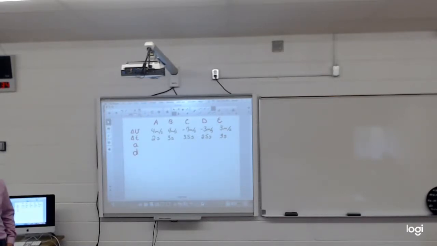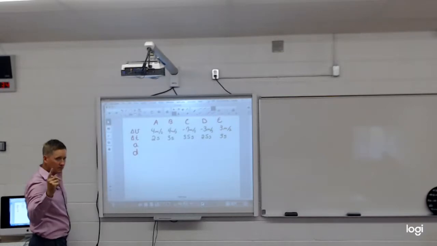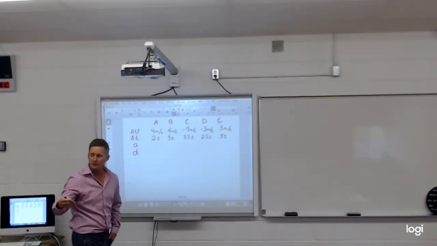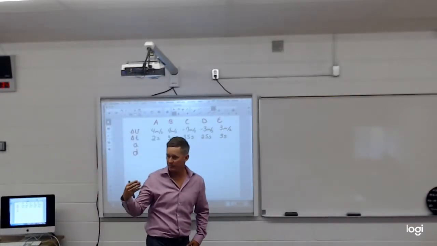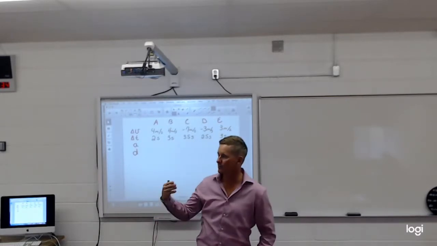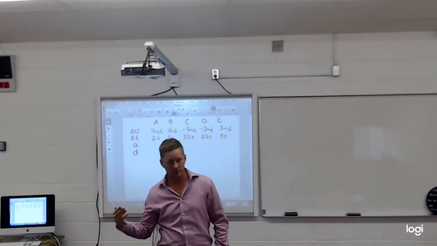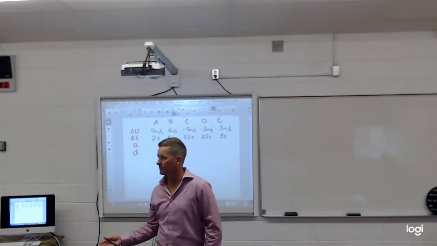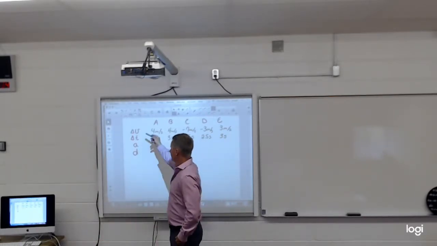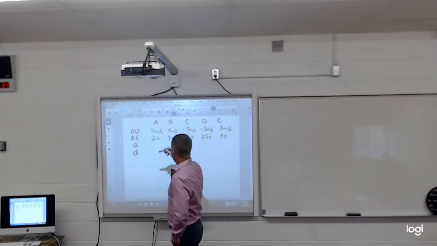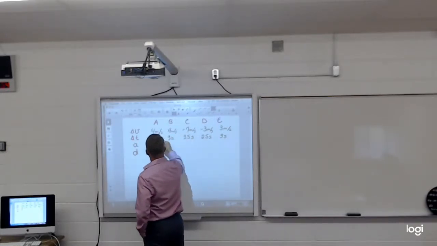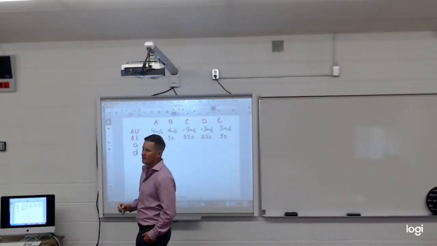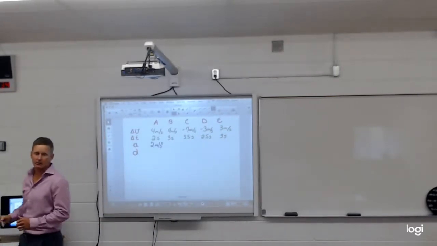2 meters per second is a speed. What's the units for acceleration? Meters per second squared. Yes, very good. So 2 meters per second squared. Meters per second squared is your SI units for acceleration.